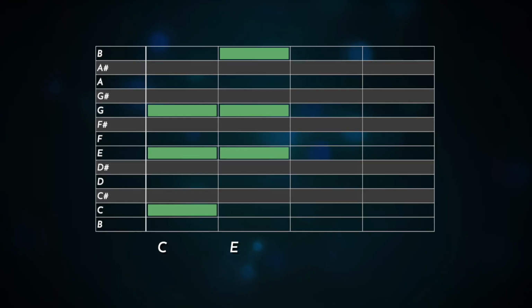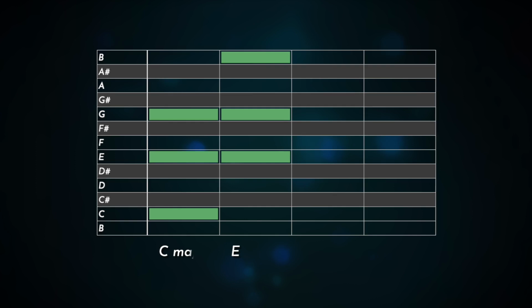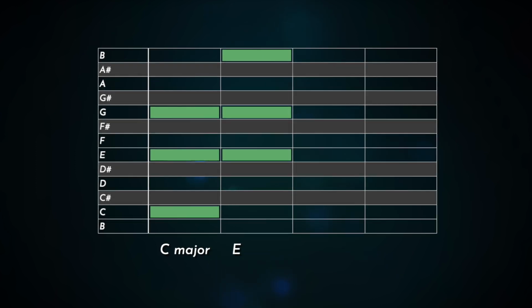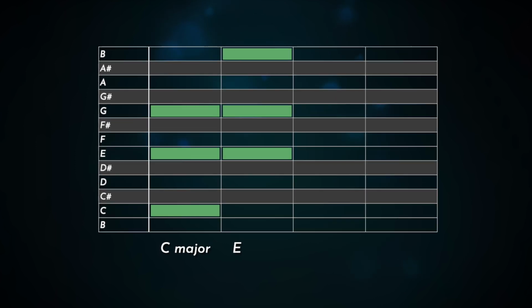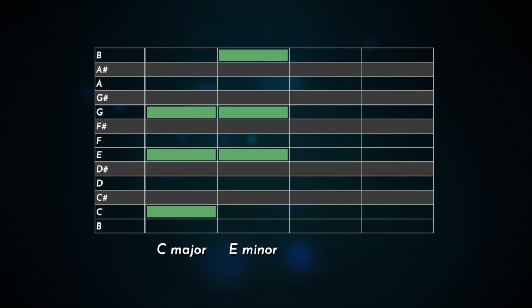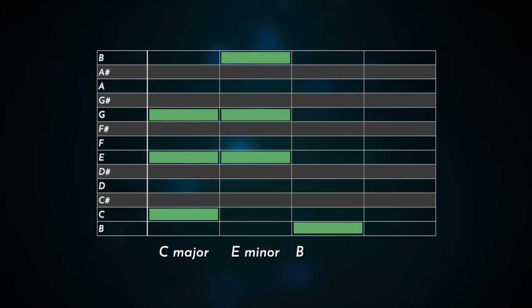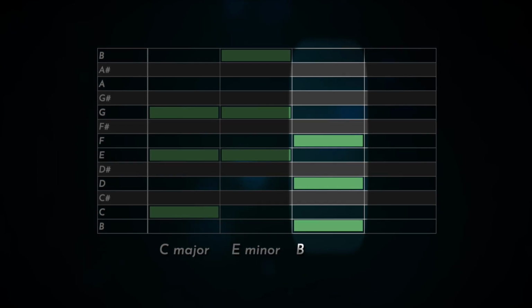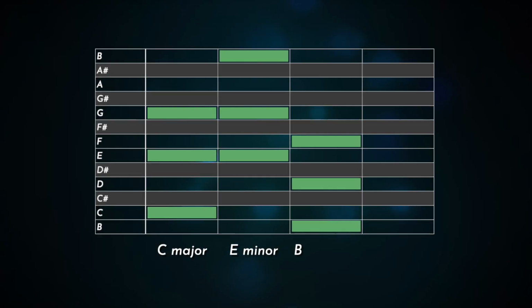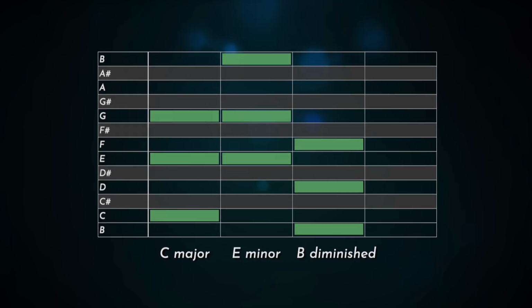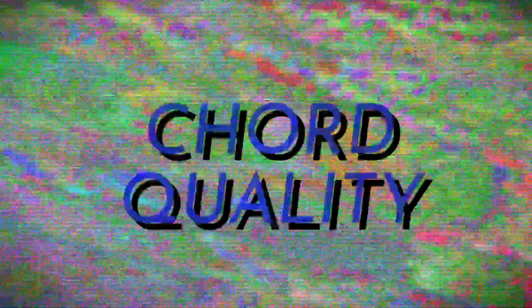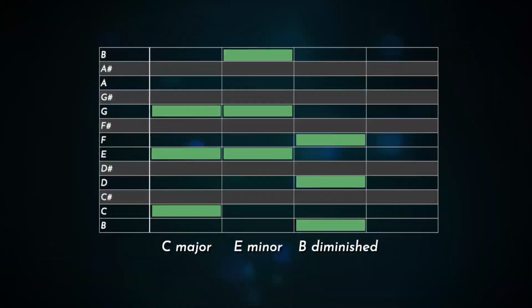As you can hear, the C chord sounds quite uplifting. We call this a major chord, so this chord's full name is C major. The E chord, on the other hand, is rather somber. We call this a minor chord, and the chord you just heard is E minor. Finally, if we build a chord on B, we get this very tense sound. This is a diminished chord, in this case B diminished. The names of these chords refer to what we call chord quality. There are a few more, but we'll look into them in the future as they're a little bit more complicated.